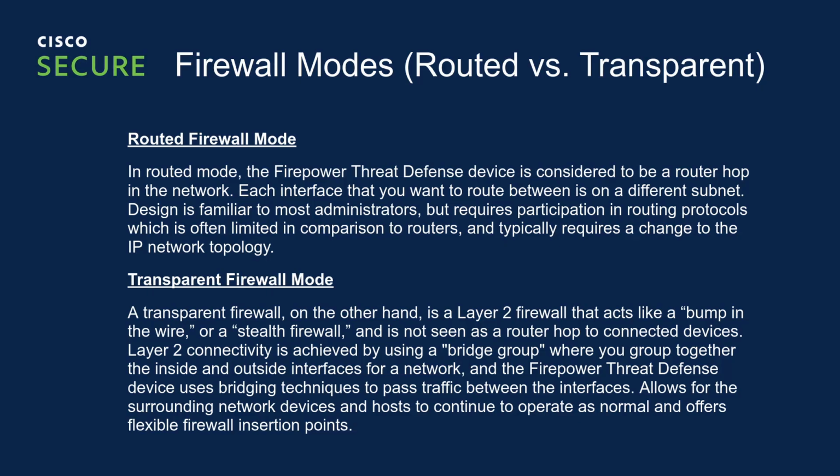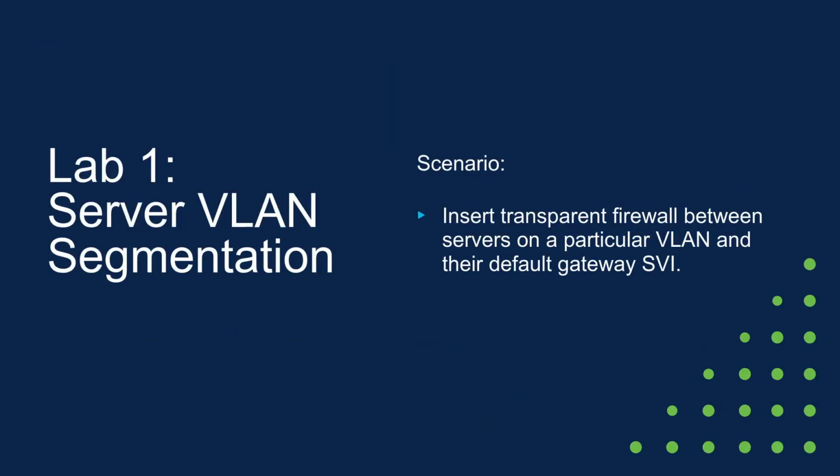This can be problematic for a number of reasons. Firewalls typically aren't the best routers, and they may often lack some routing features that your routers enjoy. A transparent firewall just lets those hosts and network devices participate in the routing protocols that they choose, and you don't have to redesign your layer 3 routing topology to implement it in this fashion. So let's show you a couple different scenarios that we can implement a transparent firewall in.